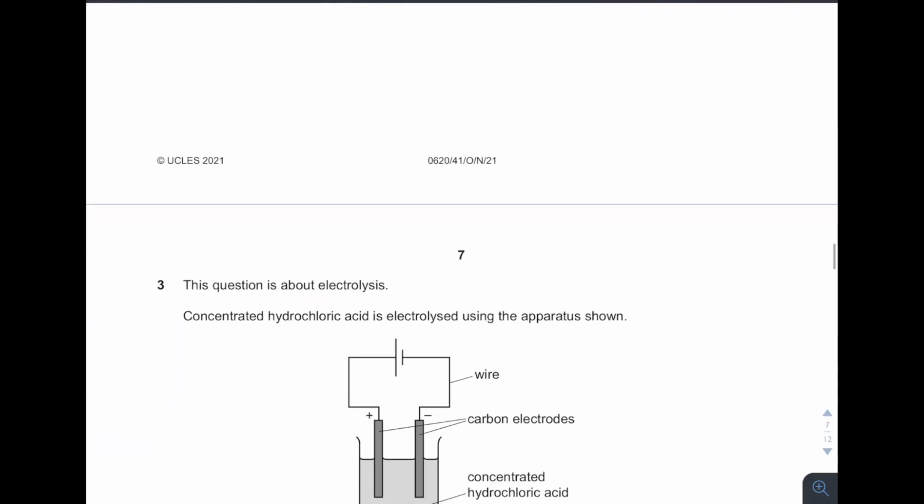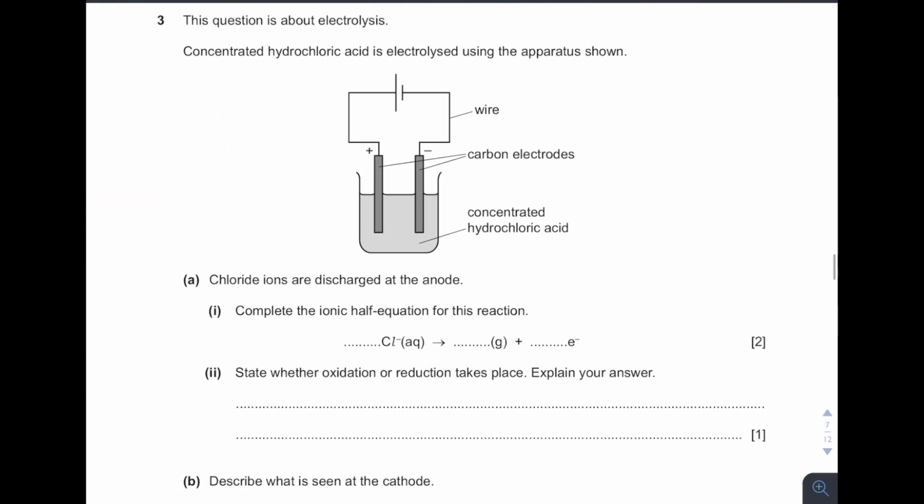Okay, then next one, examples of electrolysis questions. Chloride ions are discharged at the anode. Complete the ionic half equation for this reaction. Chloride ions are selected to form chlorine gas, and balance the equation, 2, 2. So this is how it looks like.